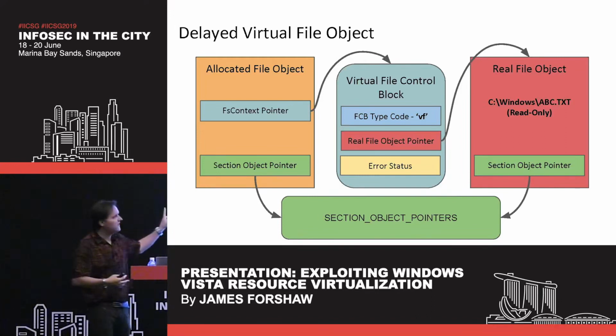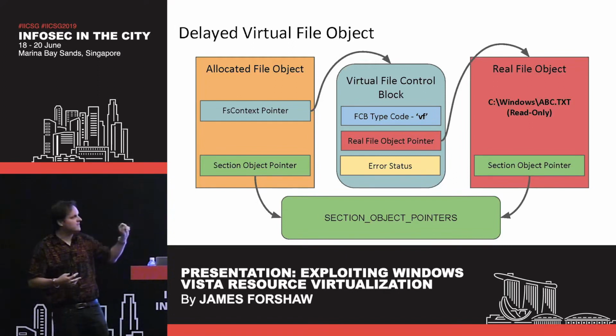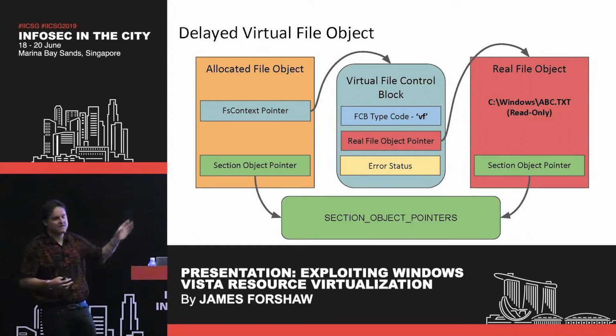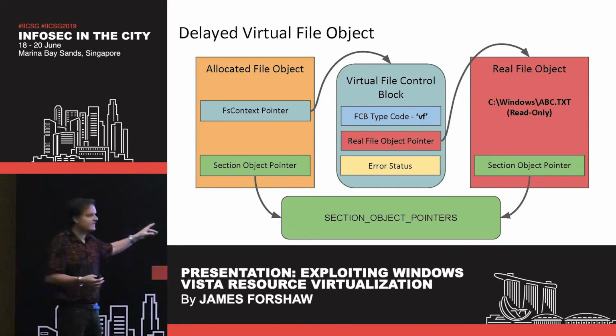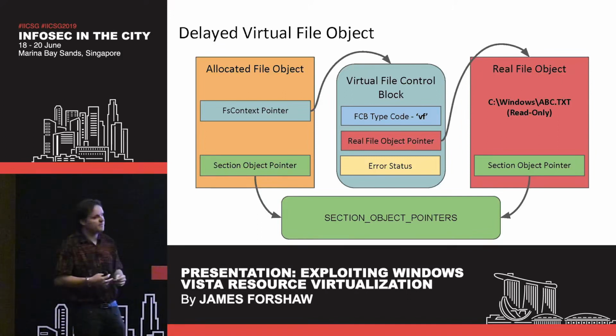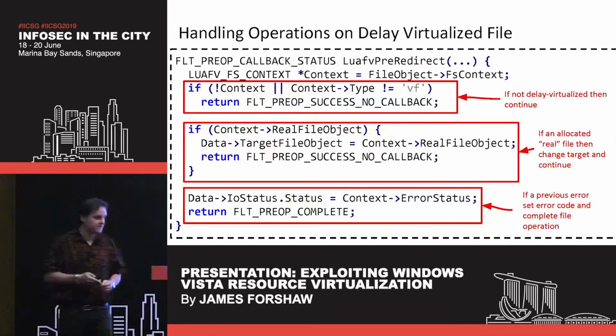In this particular case, the virtualization driver opens the real object, but only for read access. So it opens abc.txt for read only, and then it creates this virtual file control block, which contains a pointer to the real file object. It contains an error status and a magic value which indicates that it's a virtualized file. And then the file object which was created when the IO manager created the request is modified to add this pointer which points to this virtual file control block. And then at the bottom we've got something called the section object pointers, which are important in a little bit.